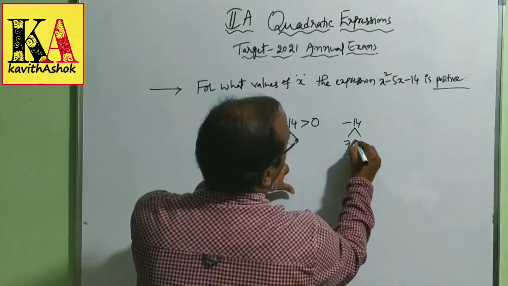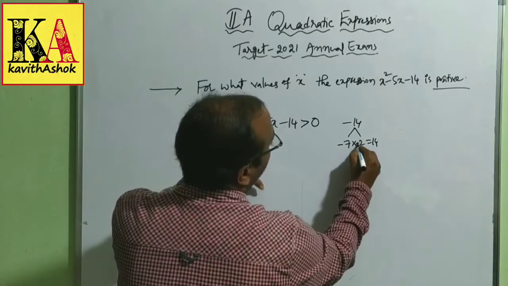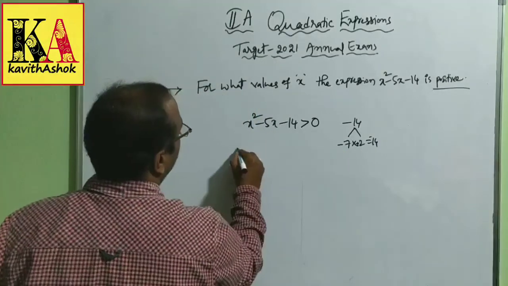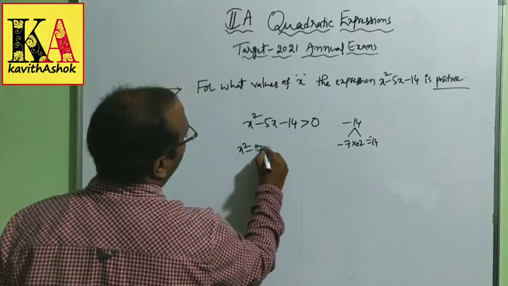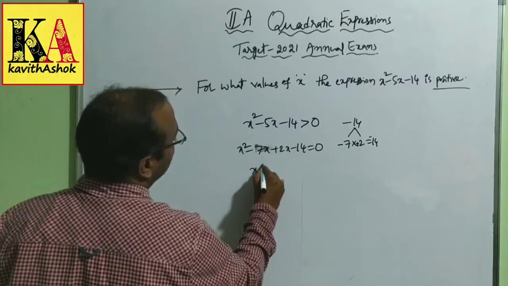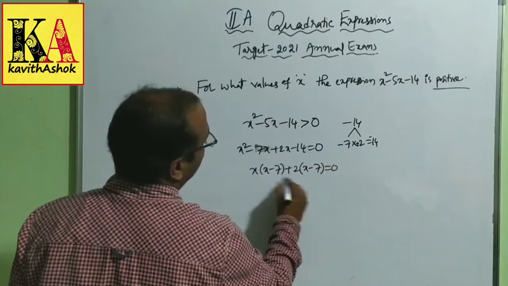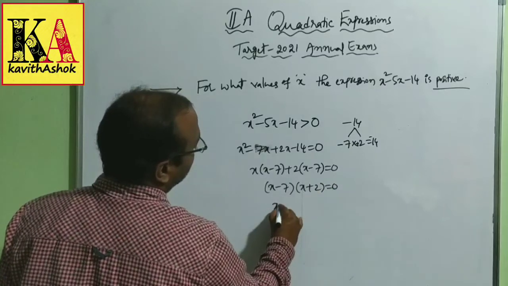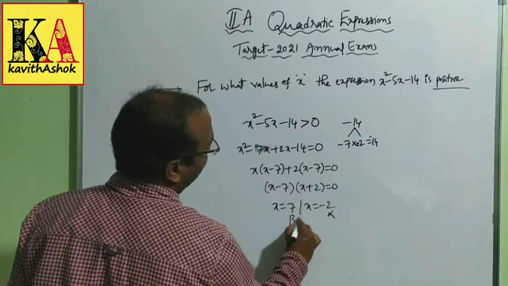So we write this as 7 into 2 is equal to 14. Here the highest gets minus and the other plus, then automatically it will be minus 7 plus 2, which is minus 5x. So x square minus 7x plus 2x minus 14 equal to 0. From the first two terms x common, x minus 7; from the next two, 2 common, x minus 7. So x minus 7 common, x plus 2 equal to 0, then x is equal to 7 and x is equal to minus 2. The least value we take as alpha and the highest value as beta.